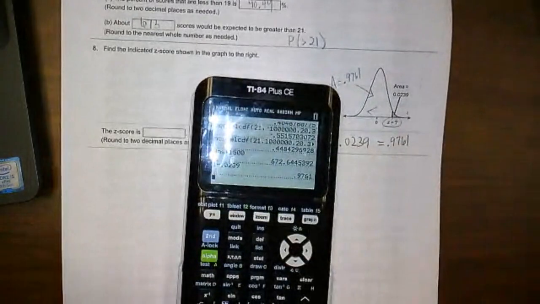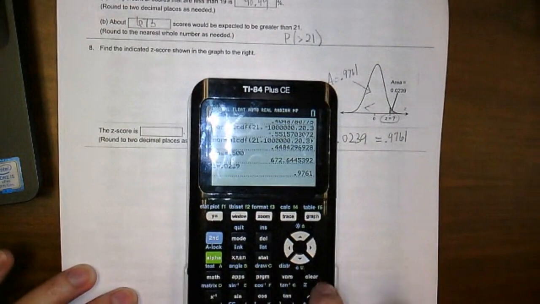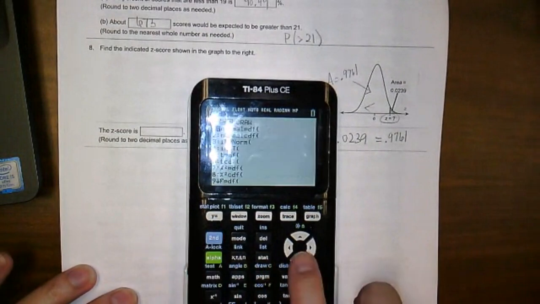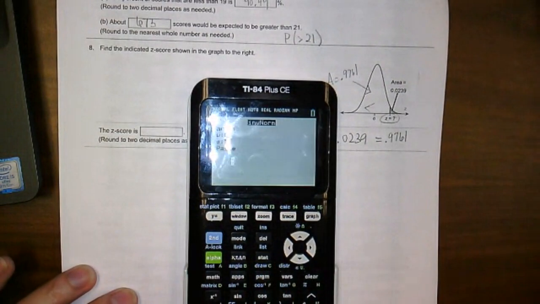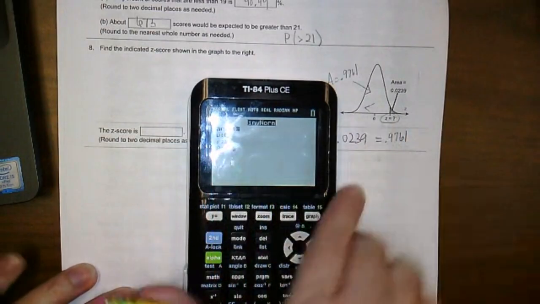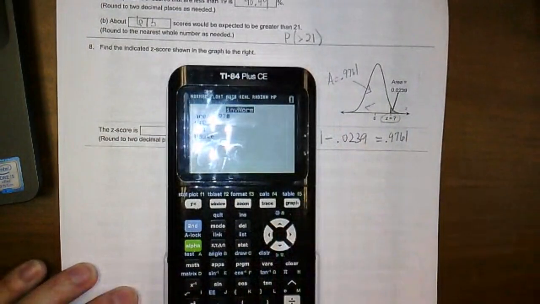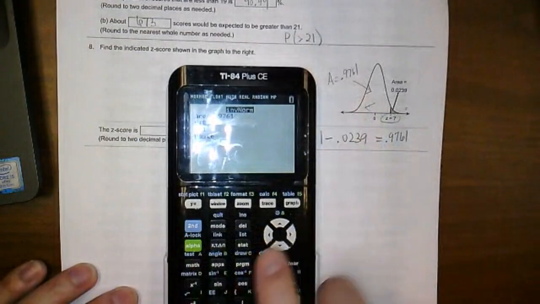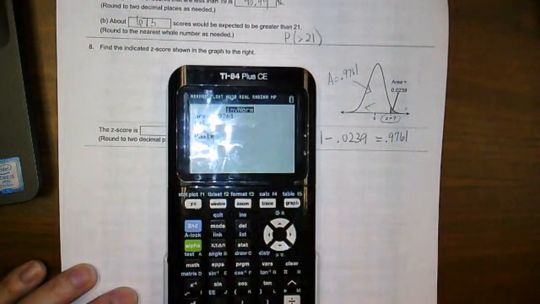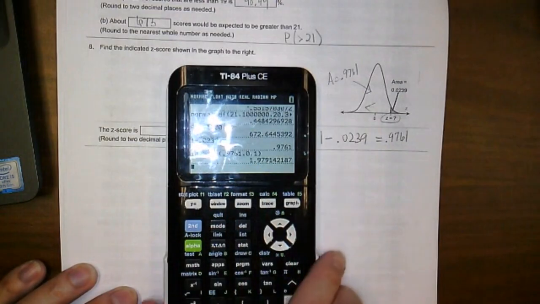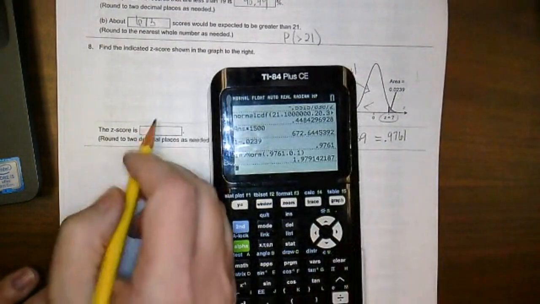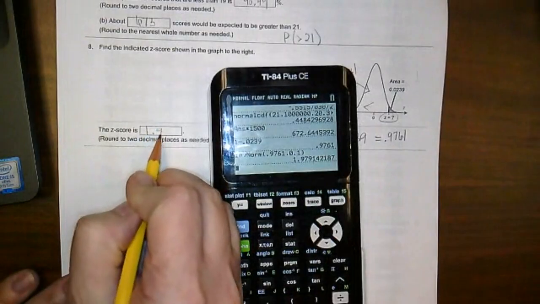So if I'm going to find my z-score, this time I'm going to do the inverse operation. So I go to second vars, and I know the area because the area is 0.9761 from here. My mean and standard deviation are 0 and 1. So when I look at my z-score and I round 2 places, that's going to be 1.98.